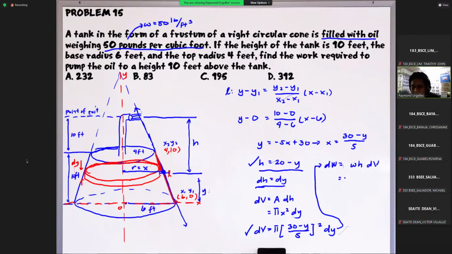Yung h natin is 20 minus y. Yung dV natin is pi multiplied by 30 minus y divided by 5, this quantity squared, multiplied by dy. Makikita natin, may integrate na tayo. So then the work done will be given by, factor out ko yung mga constant natin.